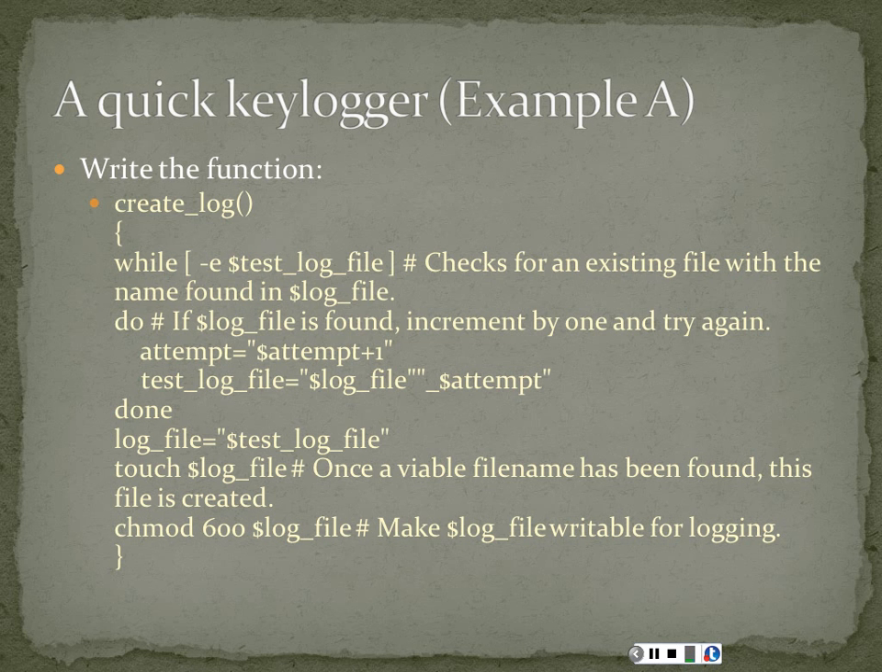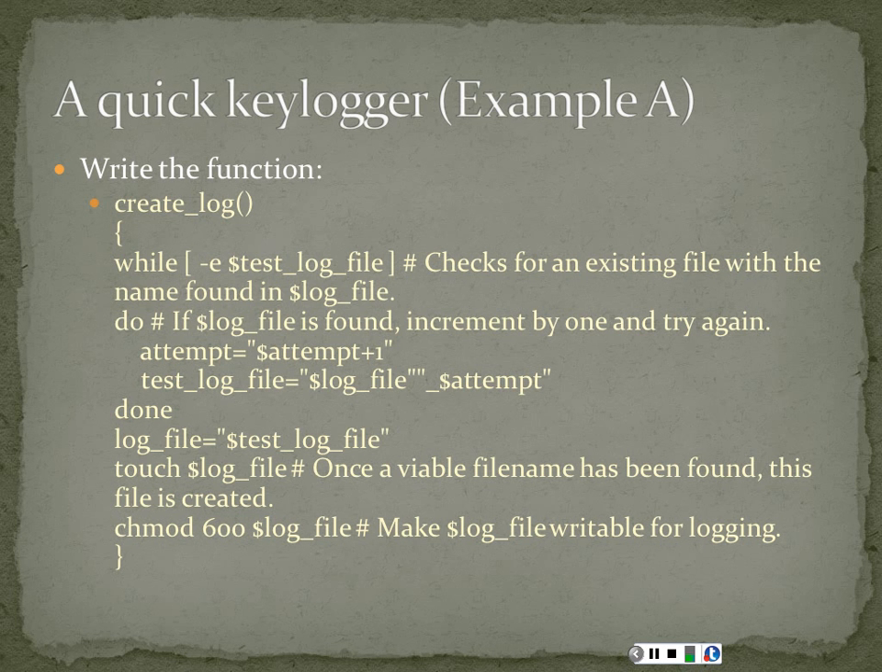So then we want to write the function, right? We want to write the function where we're actually going to do the work that we want to do. So create log. While we're doing a test log file, check for existence of the file, right? If the log file exists, increment by 1 and try again. So we want to keep on attempting that. If we find a log file already with that name, we want to keep on incrementing it, because they may log in, they may log out, they may log in, they may log out. They'll go to lunch, they'll lock their screen, they'll do other crazy stuff, right?